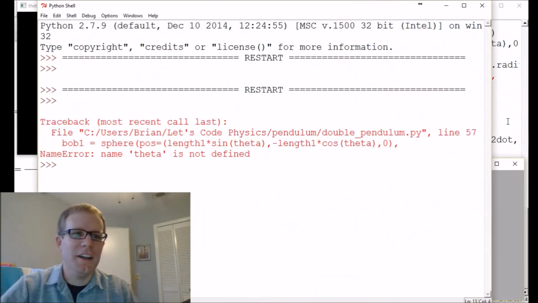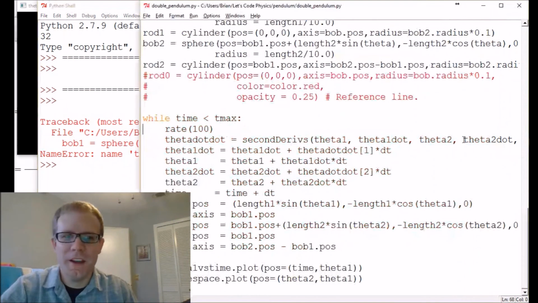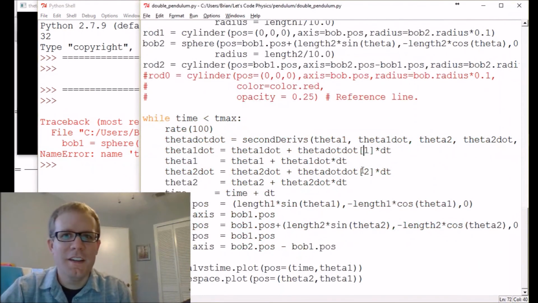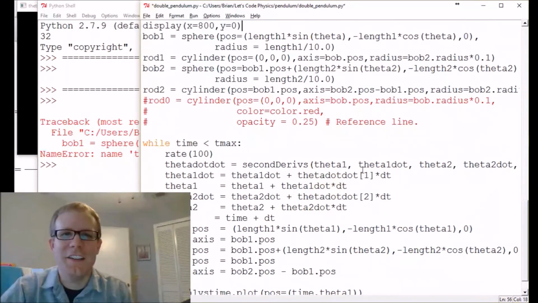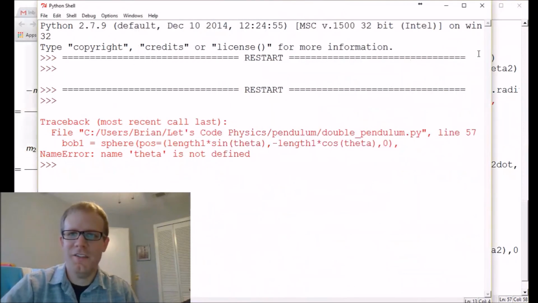Oh, name theta is not defined. I knew I'd missed one. Line 57. Yep, there it is right there. That was in line 60. Oops. Well, I need to fix that one too. I changed the length, forgot to change the thetas. Theta. F5.